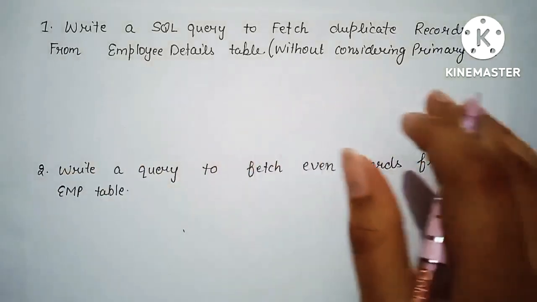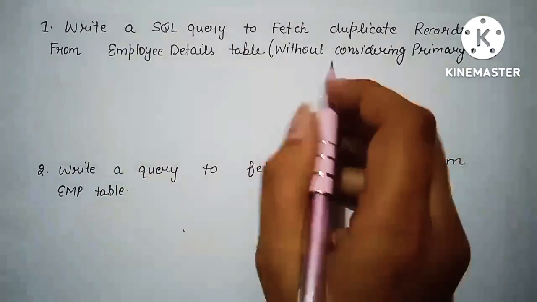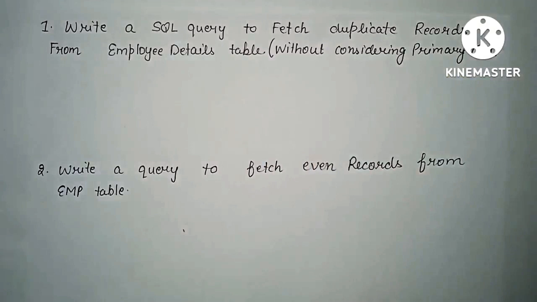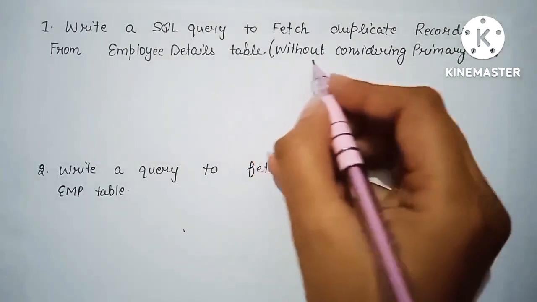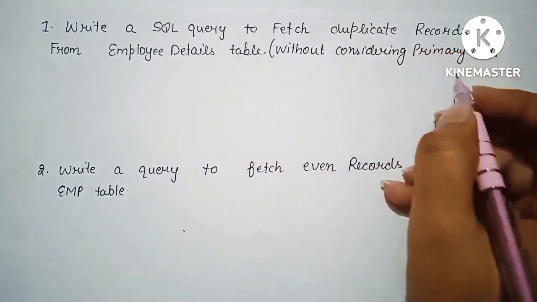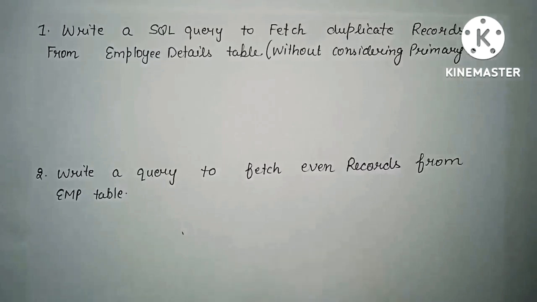Write a SQL query to fetch duplicate records from the employee details table, okay, without considering the primary key. So it usually happens in a table that two or more records may have the same values. Here we have simply said without considering the primary key, because we know the primary key is always unique. So how do we solve this query? How do we fetch the duplicate? Which record is duplicate? That means which record is repeating in that table.